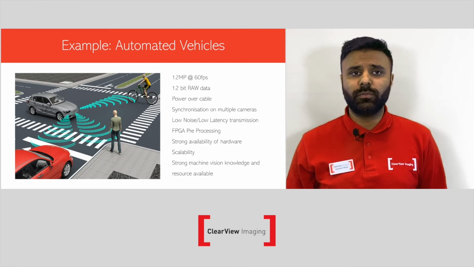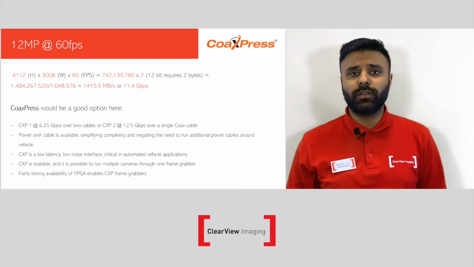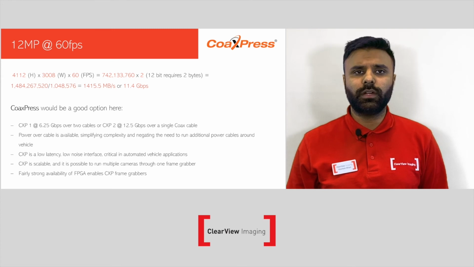Such engineering teams often want to carry out pre-processing to take some overhead from the host PC, and an FPGA-enabled frame grabber would be suitable here. So we do the sums again to give us our data rate, and in this case, 11.4 gigabits per second. This narrows the field to Camera Link HS or CXP based on the options we compared today. Camera Link HS can't provide power over cable, so CXP is looking good in that respect.